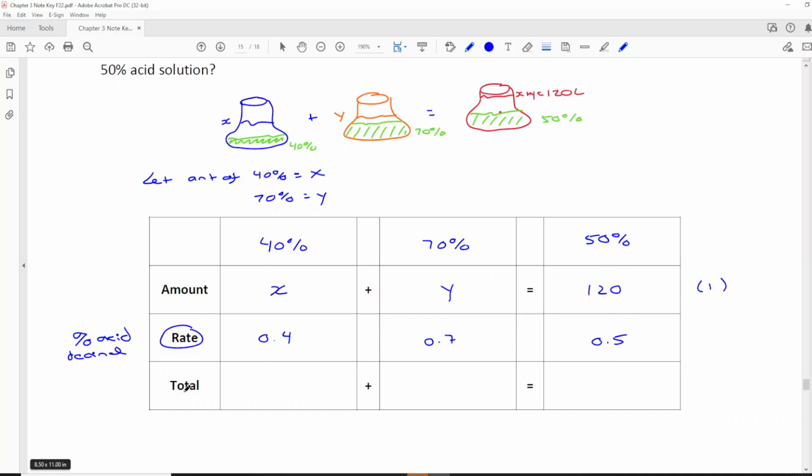Then what's going to go down here, and again, you pick words and they don't fit every situation, but this is going to be the amount of acid. This is the total amount of liquid, right? So you have X amount of liquid plus Y amount of liquid gives you 120 liters of liquid. This is going to be how much acid is in the liquid. So 40% of X is acid, 70% of Y is acid, and here, 50% of the 120 liters is acid.